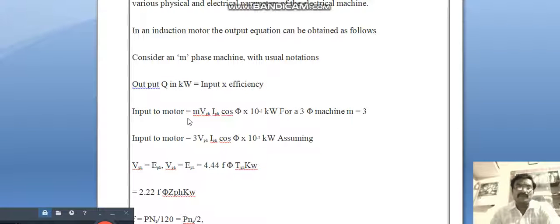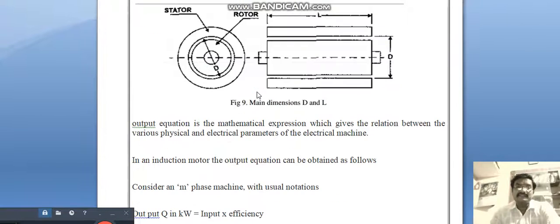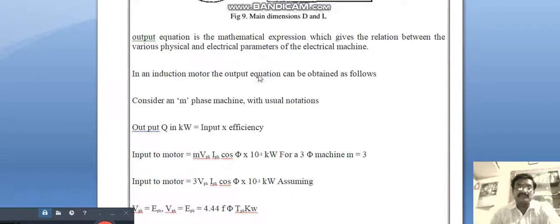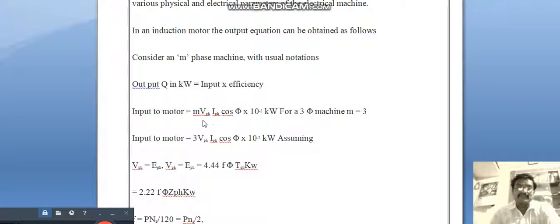The input to the motor is equal to M V phase I phase cos phi, because it's a three-phase AC circuit, so we have to multiply with cos phi. So M V phase I phase cos phi into 10 to the power of minus 3 kilowatt. For a three-phase induction machine, M is equal to 3. So the input to the motor, substituting 3 for M, is 3 V phase I phase cos phi into 10 to the power of minus 3 kilowatt.